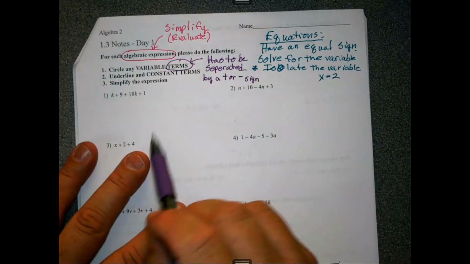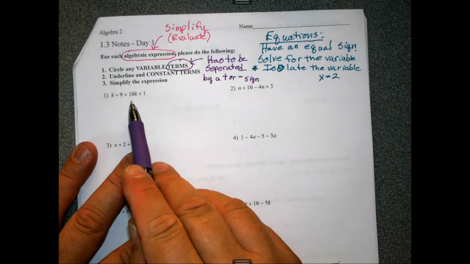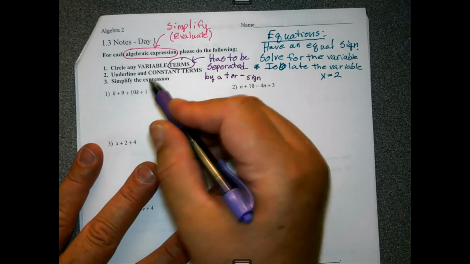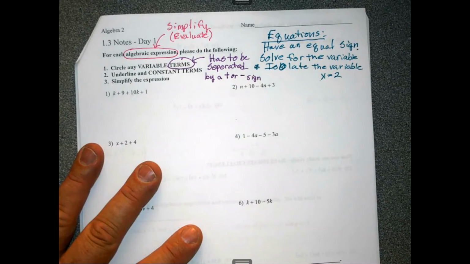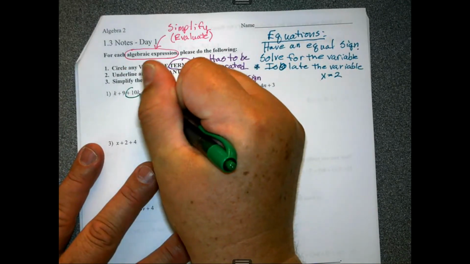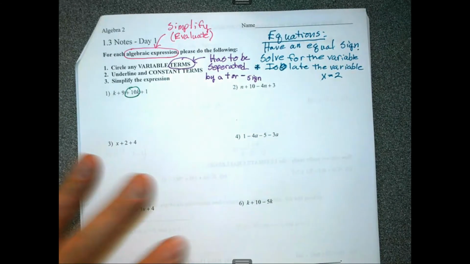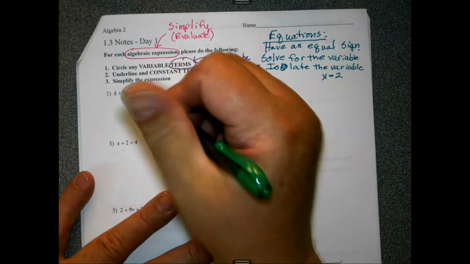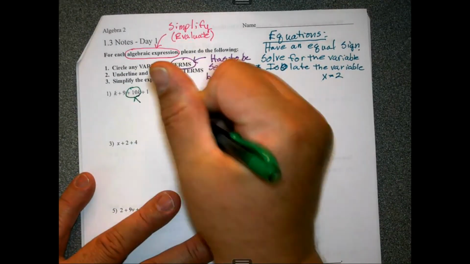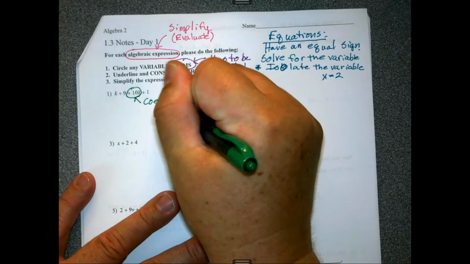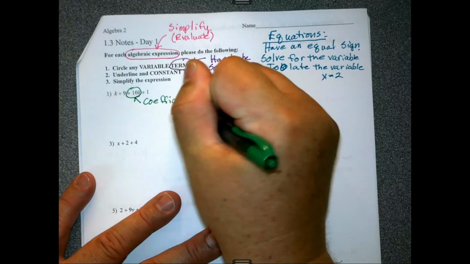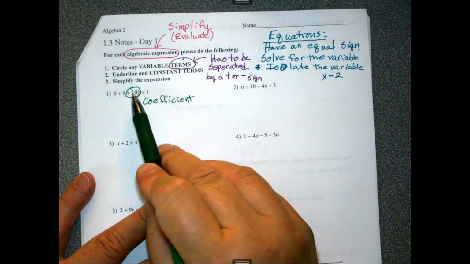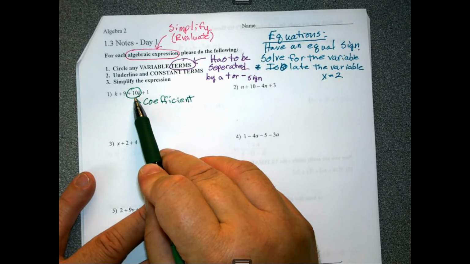A constant or a constant term. Well, let's talk about this. A coefficient. Okay, let's look at this positive 10k. A coefficient is a number that's being multiplied to the variable. So this 10 here is a coefficient, because it is a variable being multiplied by a constant or a number.